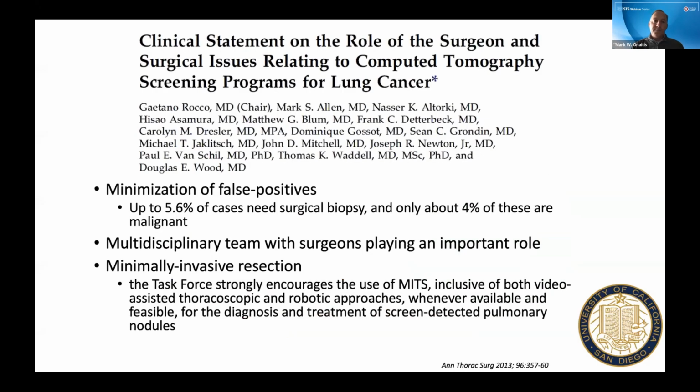After that study, the STS had a task force on screening, and they published this clinical statement in Annals of Thoracic Surgery in 2013. Some of the things that they emphasized in the publication were minimization of false positives.